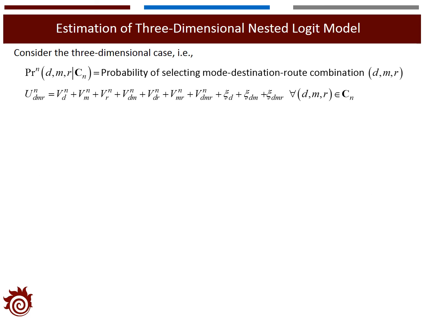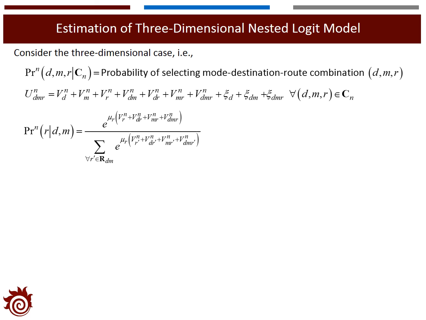Now let's see how the model estimation can be extended to 3 dimensions. Here we will recall the mode destination route choice problem. The utility of each combination, DMR, is defined in this equation. It contains 7 deterministic terms and 3 random terms.